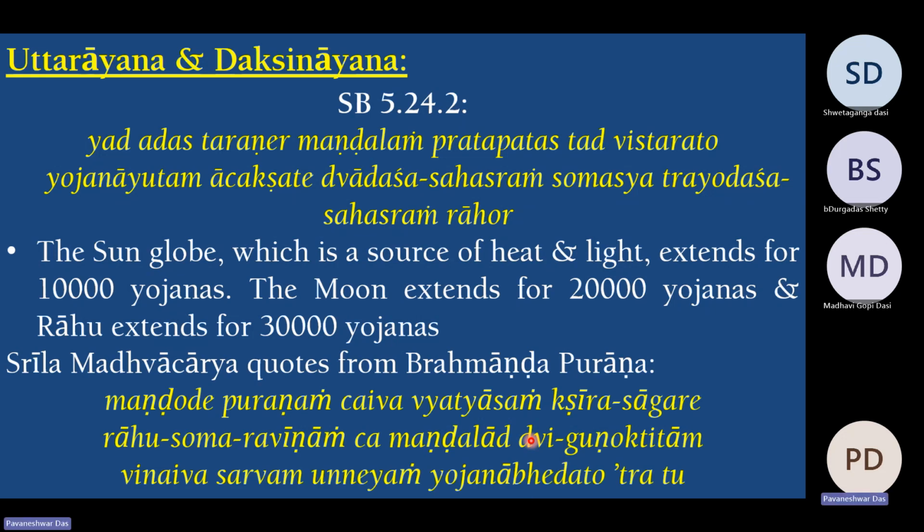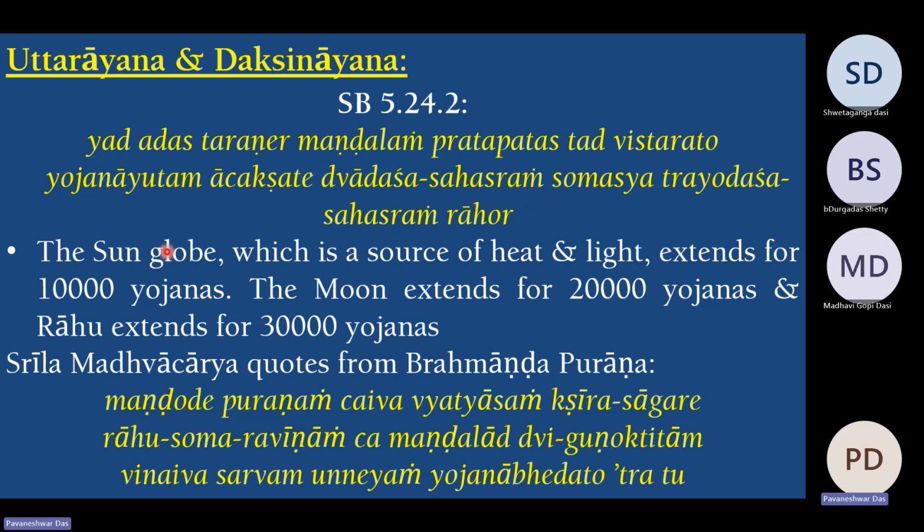And this was one shloka. Srila Madhvacharya says that some correction is needed. If you see the shloka, yad adas taraner mandalam prataptastad vistarato yojana ayutam. Taraner mandalam means sun. Yojana ayutam: the sun is moving up and down by 10,000 yojanas. Achakshate dvacha sahasram somasya. Similarly, the moon is seen to be moving up and down by a distance of dvadasha sahasram. Technically dvadasha means 12,000, but it is translated as 20,000.